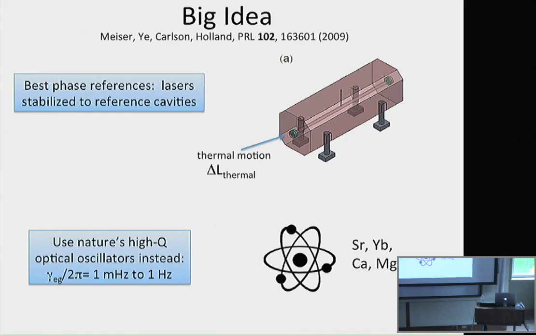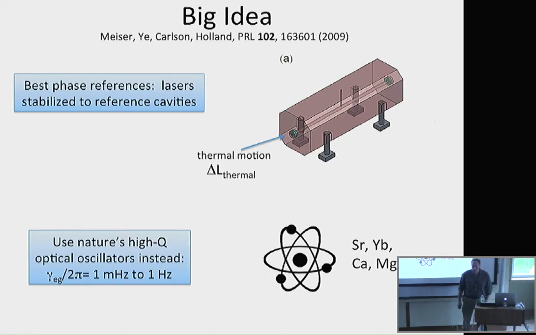Well, it turns out that there's actual thermal Brownian motion of the mirrors, the reflective coating, the mirror substrates, and the spacer. They're all just jiggling around with kT energy. So that's a really hard problem. It's a thermal limitation. And so in 2009, Dominic Meiser, Jun Ye, Dylan Carlson, and Murray Holland proposed, hey, what if we just built a laser directly using very narrow clock transitions in atoms such as strontium, ytterbium, calcium, et cetera, and take advantage of these really high-Q transitions instead.